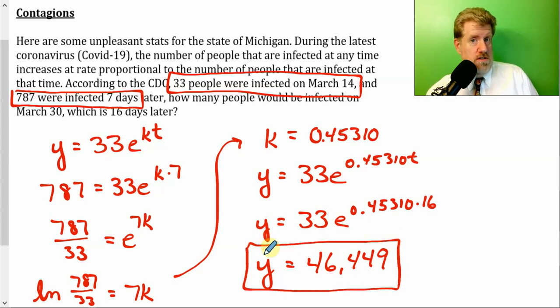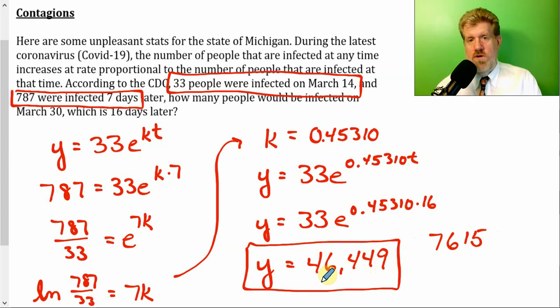Now here's the good news. On March 30th, the data showed that only 7,615 people had actually been infected by the virus. Way lower than our projected value. So what does that mean? Well, there's a lot of speculation we can make on that, but ultimately it means the k value is less than it was before.